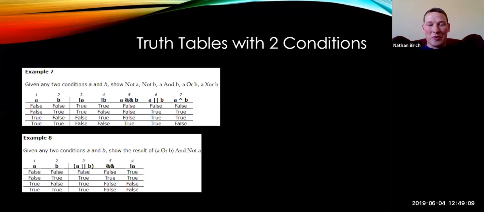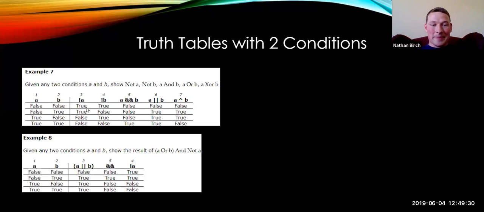So here's an example of a truth table with 2 conditions. On the left here, we have A and B, and there are 4 possible outcomes: either both are false, both are true, or one's false and one's true. These 4 rows represent these 4 possible outcomes of A and B.